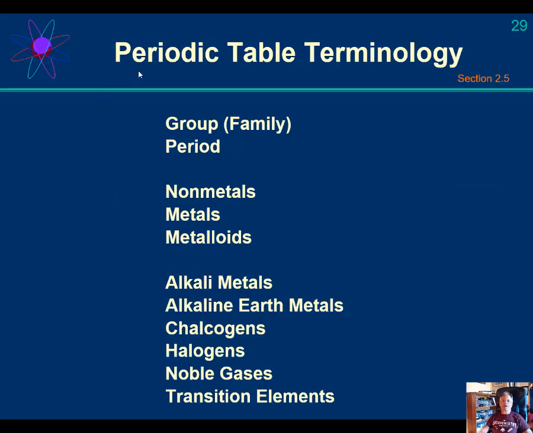All right, let's take a look at the periodic table of the elements and its terminology. First thing we want to look at are groups or families of elements. Those are the vertical columns that you see on the periodic table. Periods, we're going to examine nonmetals, metals, metalloids, which are three broad categories of elements. And then specifically, we're going to want to learn which groups are the alkali metals, the alkaline earth metals, chalcogens, halogens, noble gases, and what we call the transition elements.